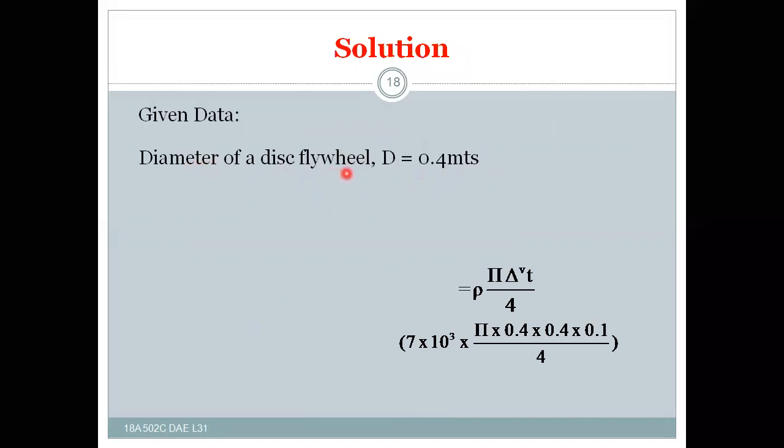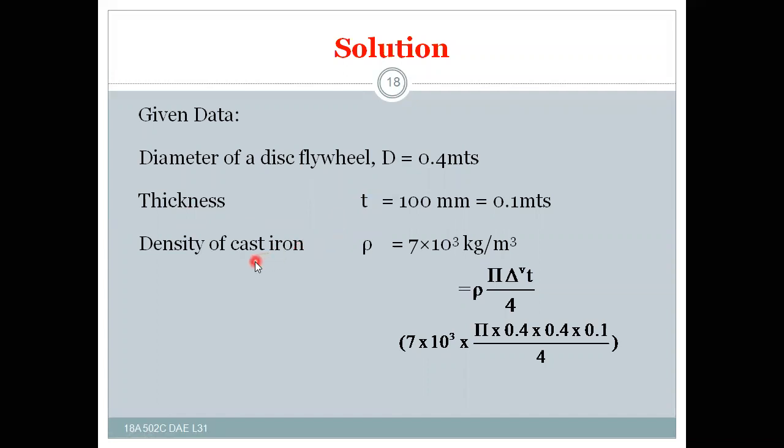Diameter of the disc flywheel D is equal to 0.4 meters, thickness T is equal to 100 mm, and the density of cast iron is rho equal to 7 × 10^3 kg per meter cube. And now let us have the mass of the flywheel equal to rho A T. This formula we must remember.